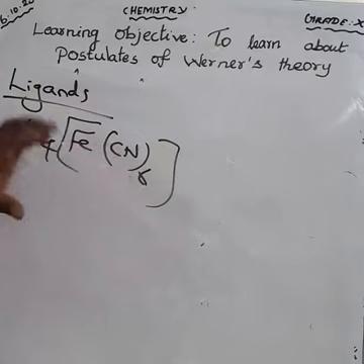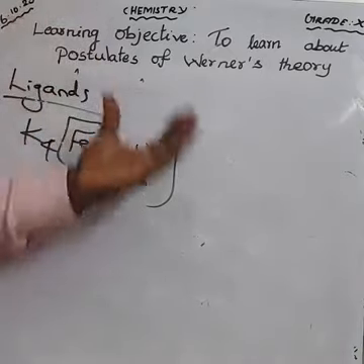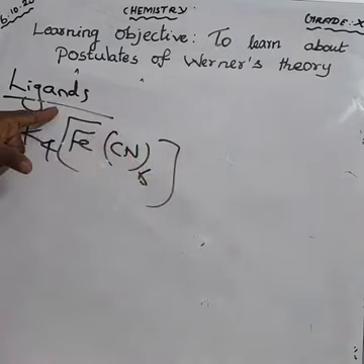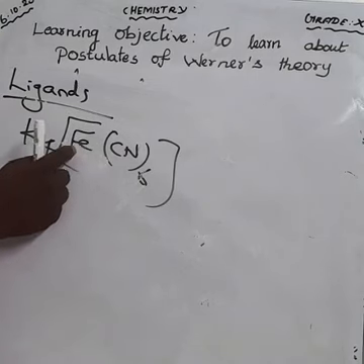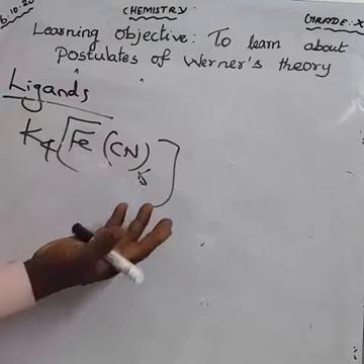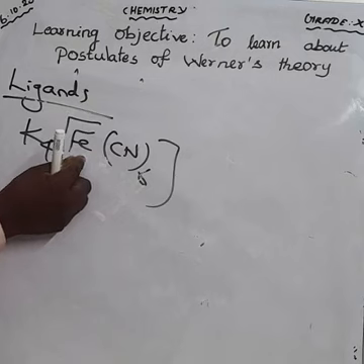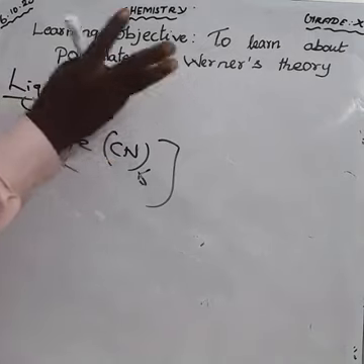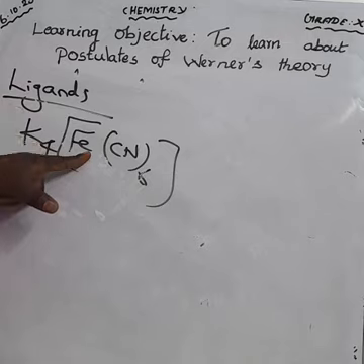How will you give one definition of the ligand? Ligand means an atom or a group of atoms bound to the central metal ion or atom. It will be attached to the central metal ion. The atom of the ligand that is bound directly to the central metal atom is known as the donor atom.